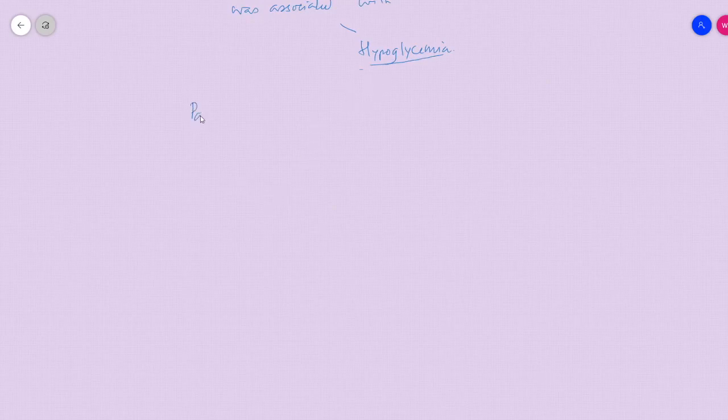Therefore, patients should be advised that in type 1 diabetic patients, if you are on tight glucose control, you may be liable to hypoglycemia, and therefore you should be advised to keep absorbable carbohydrate at hand.